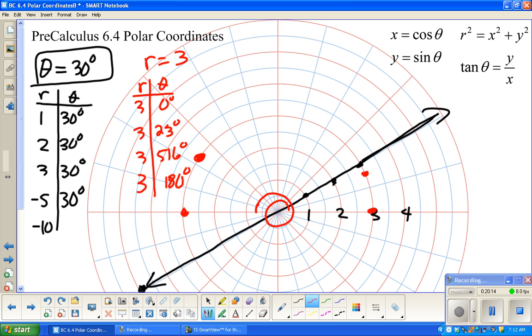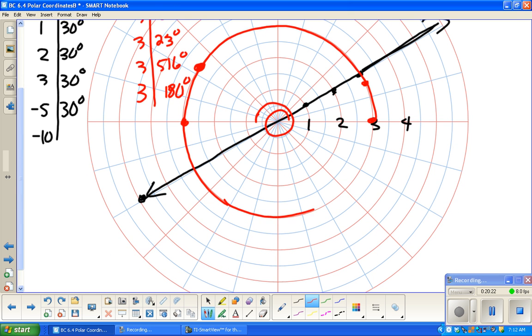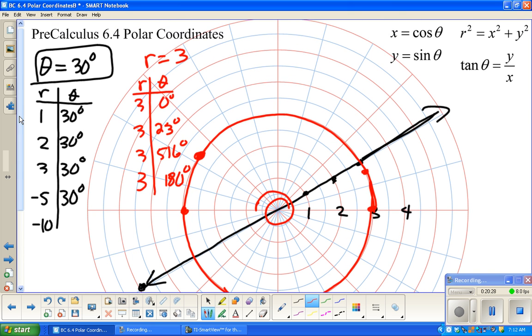180 would be here. Well, all of the points that have an r value of 3 are actually going to make a circle centered at the pole. So typically, if you have r equals a number that's not 0, then you're going to be talking about a circle. Well, and of course things can get goofy.